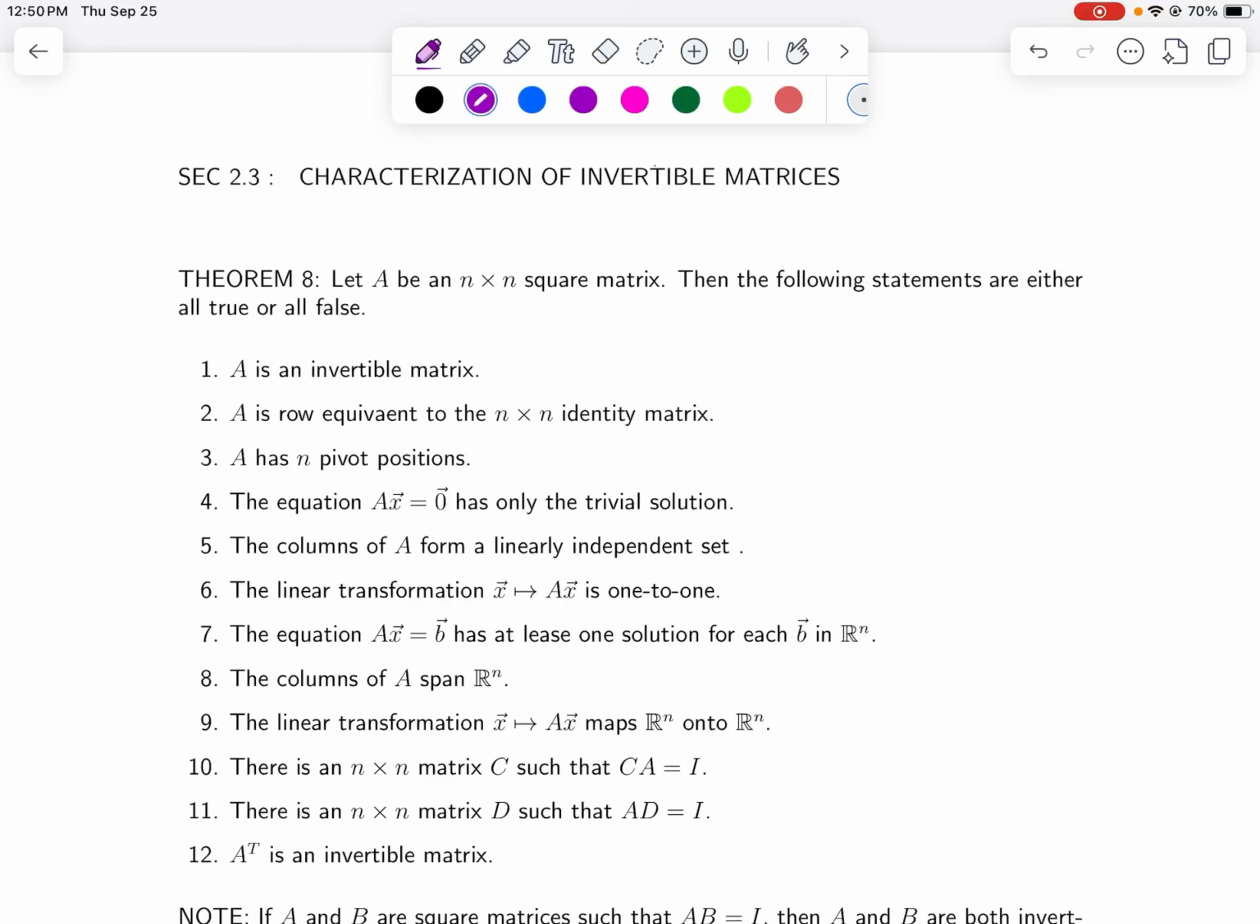Looking at section 2.3, which is about the characterization of invertible matrices. We start with the theorem, which culminates the information that we have collected in these three sections, 2.1, 2.2, and now 2.3. It combines all the statements of the theorems and results that we have seen into one big theorem.